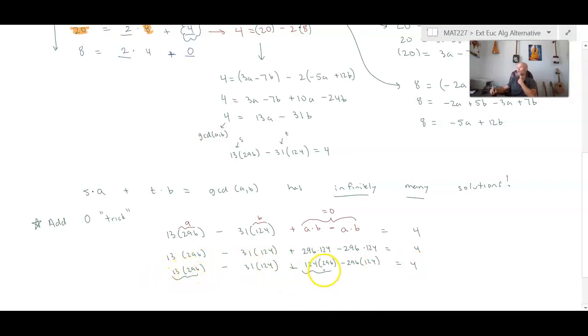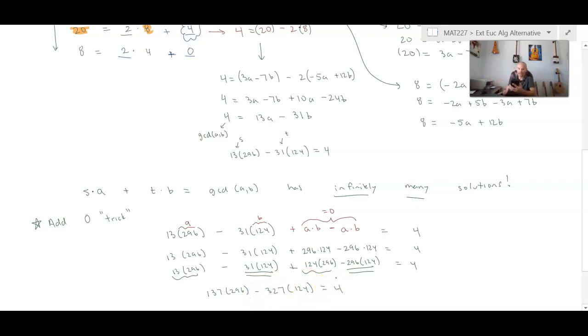If I have 124 296s and then 13 more 296s, that gives me 137 296s. And then here I have negative 31 124s. Here I have negative 296 124s. Negative 31 plus negative 296 is going to be, let's see, negative 327. Negative 327 124s. And I'm claiming that this still equals 4.